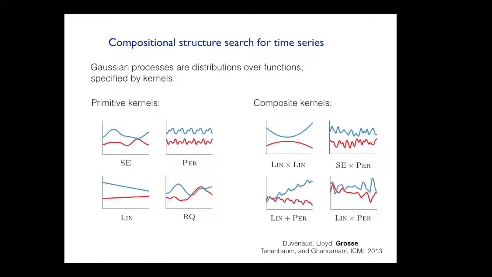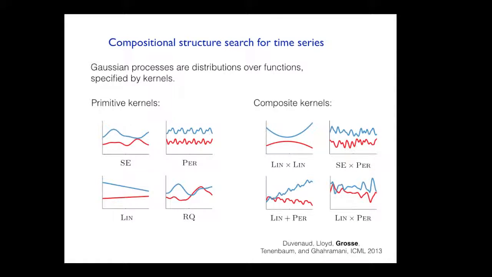But what makes this space interesting is that we can take different kernels and we can compose them by adding or multiplying them. And so in particular, if we take two linear kernels, we get a distribution over quadratic functions. If we take a linear kernel plus a periodic kernel, then we can get a periodic function with a trend. Or if we take a smoothness kernel and multiply it by a periodic kernel, we get a distribution over functions which are locally periodic, but the structure changes over time. And there are a lot of interesting ways that we can combine kernels together.